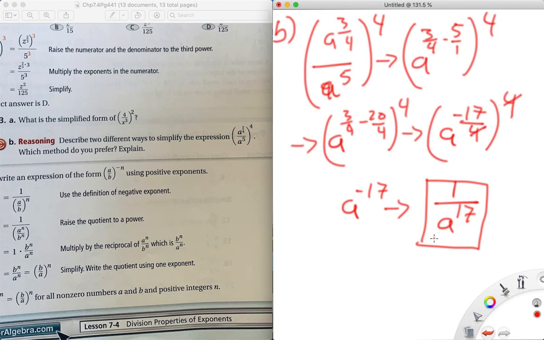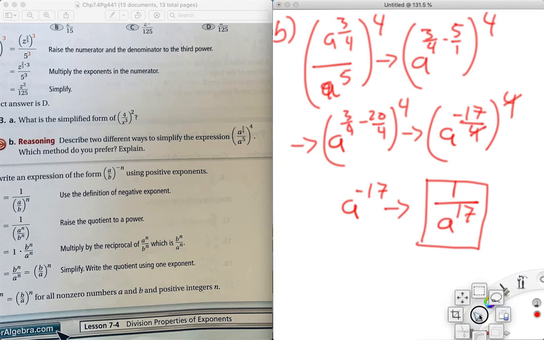So the method that I chose to do is I subtracted the exponents first inside the parentheses. 3/4 minus 5 over 1. I found a common denominator and turned 5 over 1 into 20 over 4, and I subtracted and got negative 17 over 4. Then I multiplied the 4 on the outside times the negative 17 fourths, which gave me negative 17, and then I was able to drop it into the denominator. And remember, once you drop it into the denominator, the negative sign goes away. So that's one way to do it.